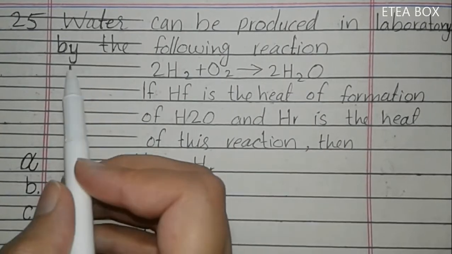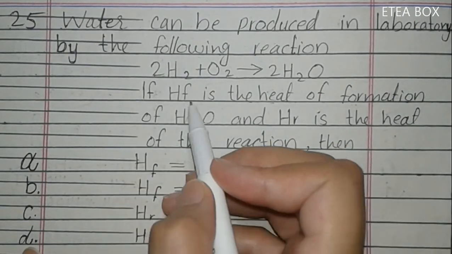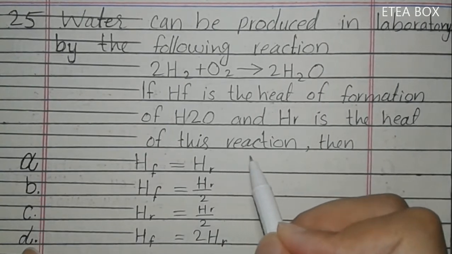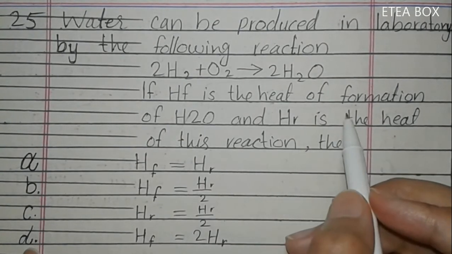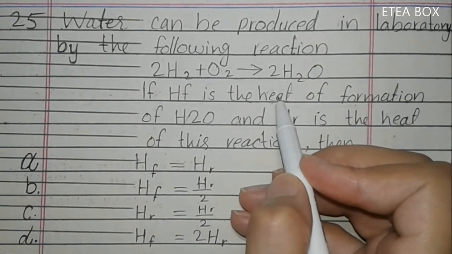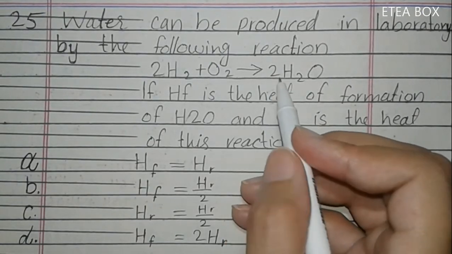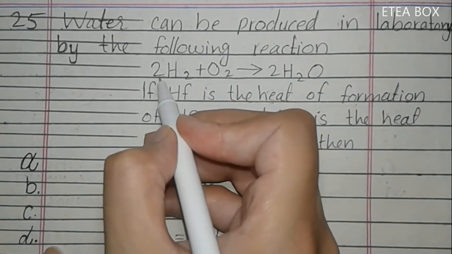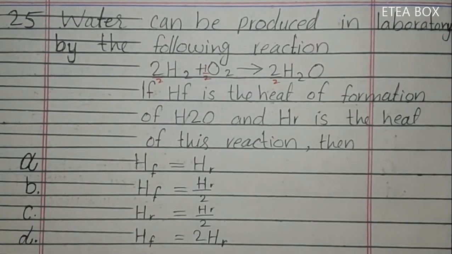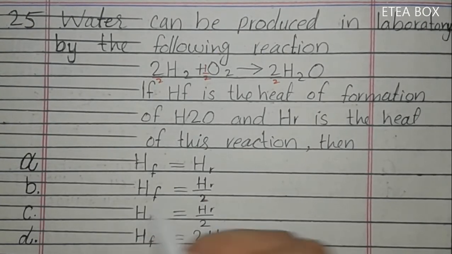Water can be produced in the laboratory by the following reaction. Now look, the reaction is given and 2 moles of water are formed. If HF is the heat of formation of water and HR is the heat of this reaction, we have to select the heat of formation. We know that heat of formation is the heat when 1 mole of substance is formed, 1 mole of water. In order to make it 1 mole, we have to divide by 2. Now look at option B: heat of formation is equal to heat of reaction divided by 2. So option B is correct.